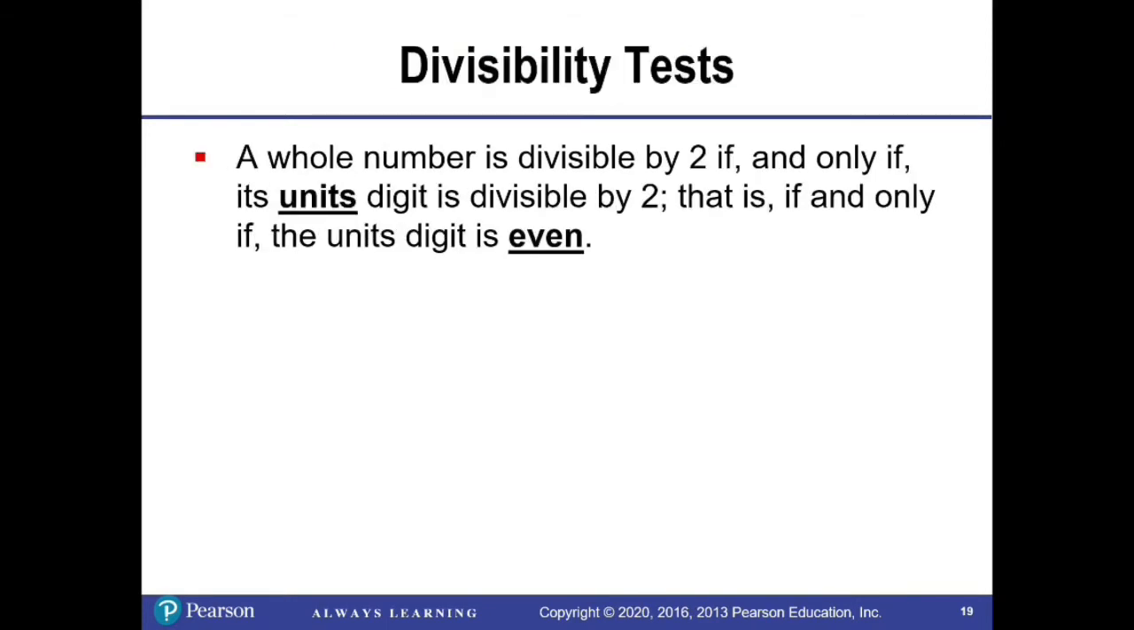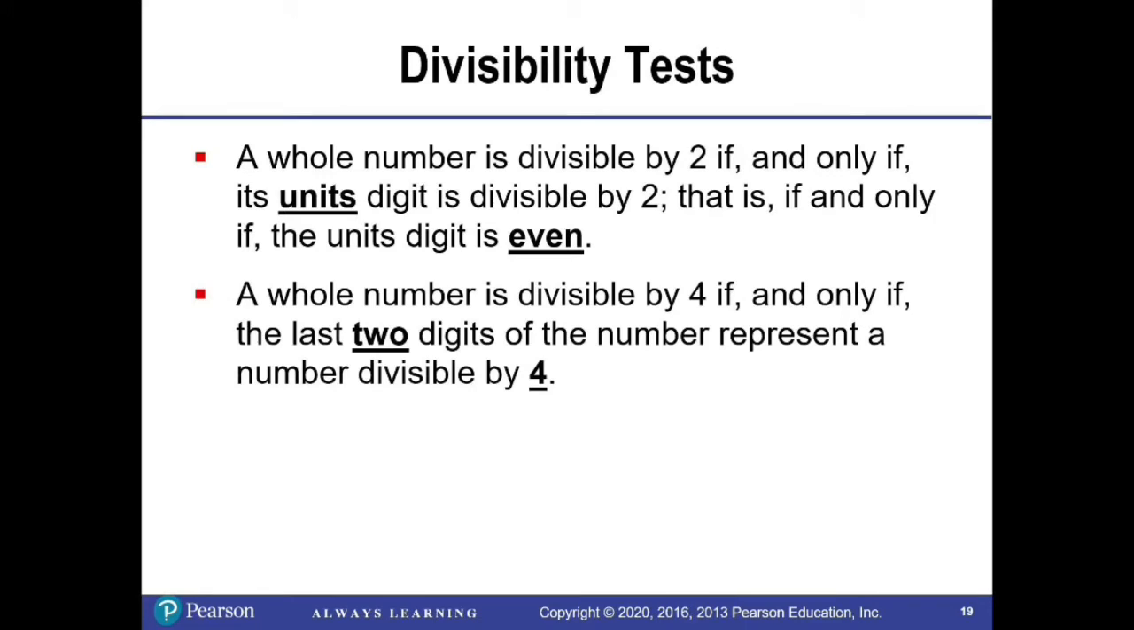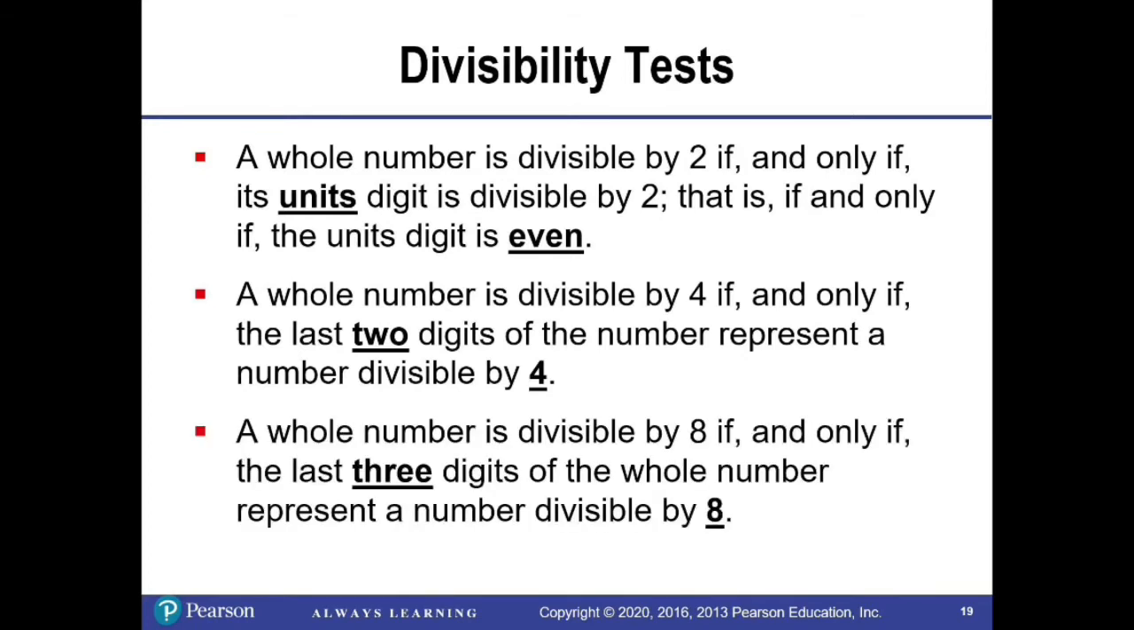The next test that we're going to look at is a test for 2, then we'll look at a test for 4, and a test for 8. A whole number is divisible by 2 if and only if its units digit is divisible by 2. In other words, is the number even? Now, a number is divisible by 4 if and only if the last 2 digits are divisible by 4. And a number is divisible by 8 if and only if the last 3 digits are divisible by 8.